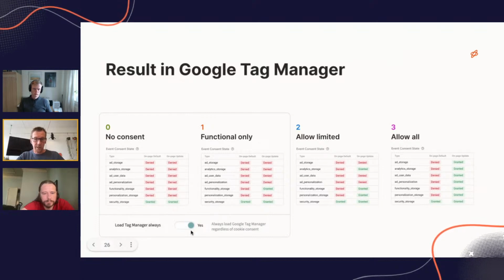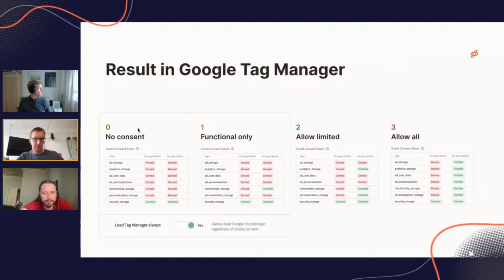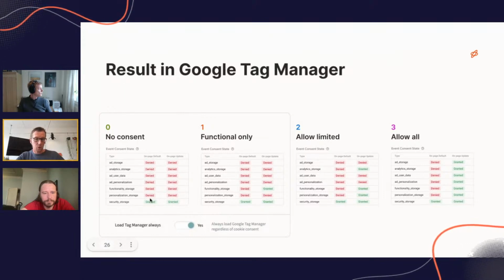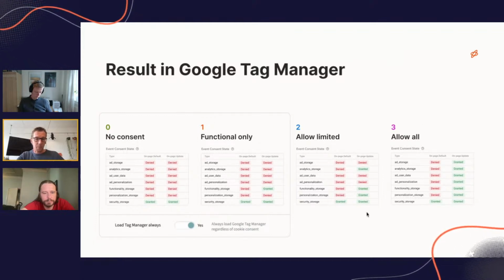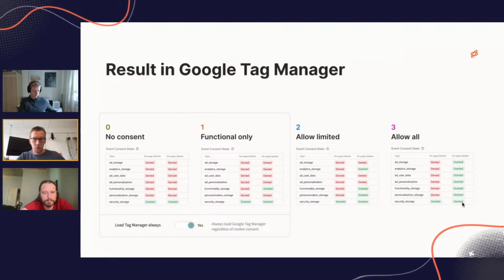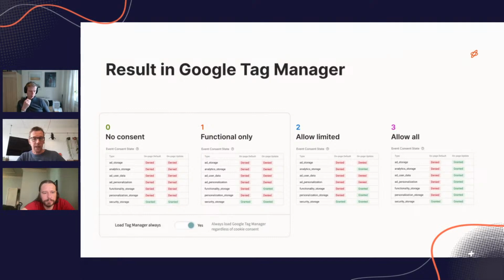So when you load your tag manager, and there's a new visitor that hasn't given consent yet, this is what happens to all the Google consent types: only the security storage is granted. And then you've got your level 1, 2, and 3, and you see more and more of the Google consent types are granted, as they call it, in the tag manager.